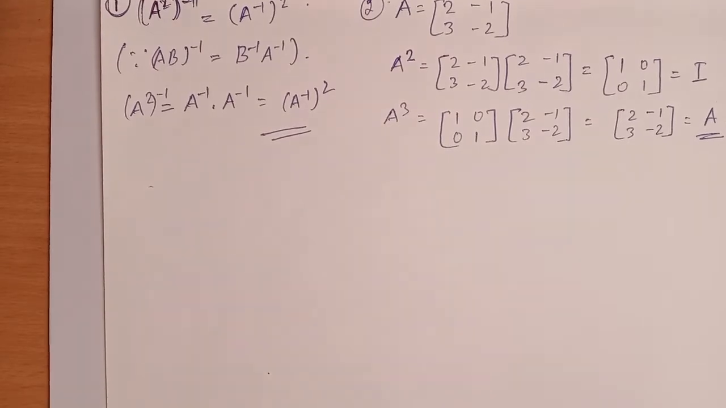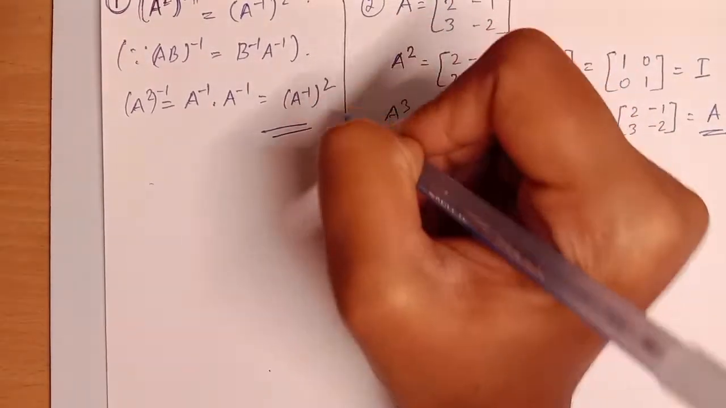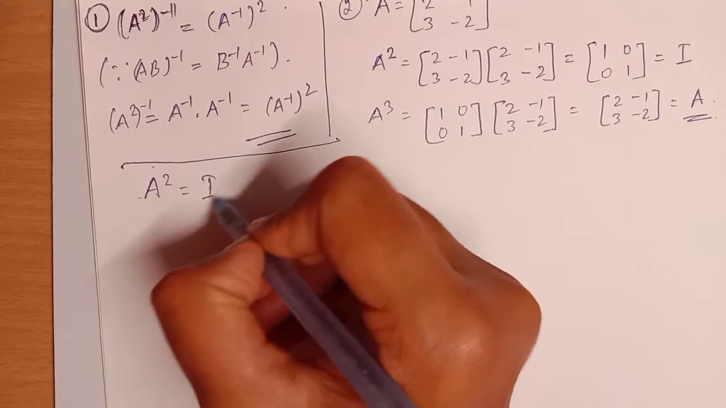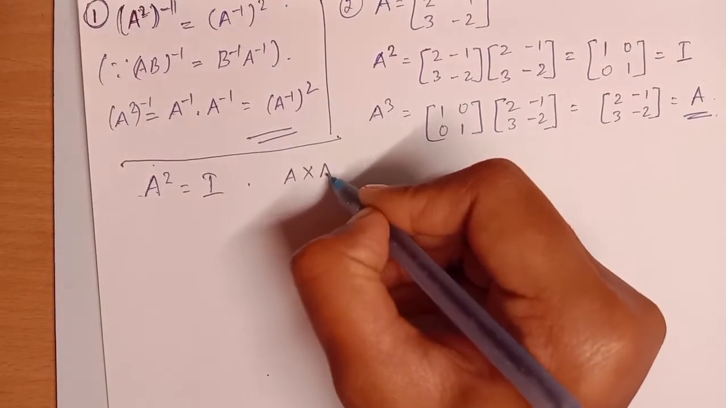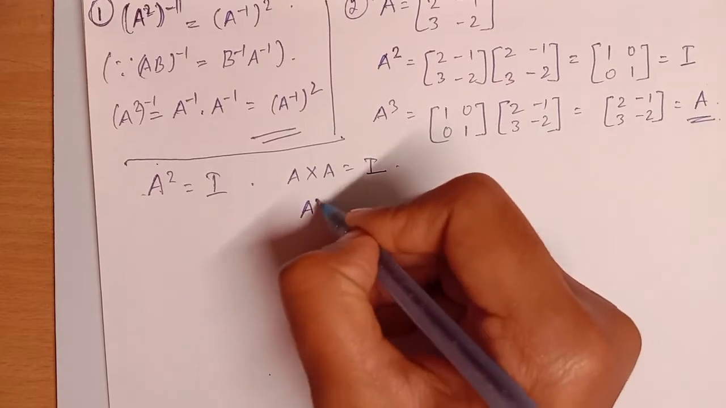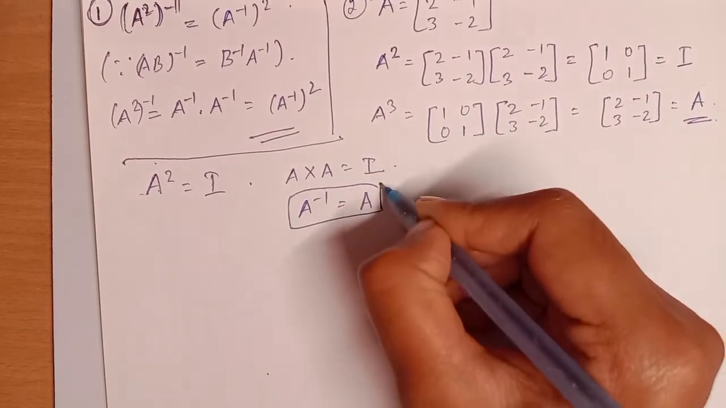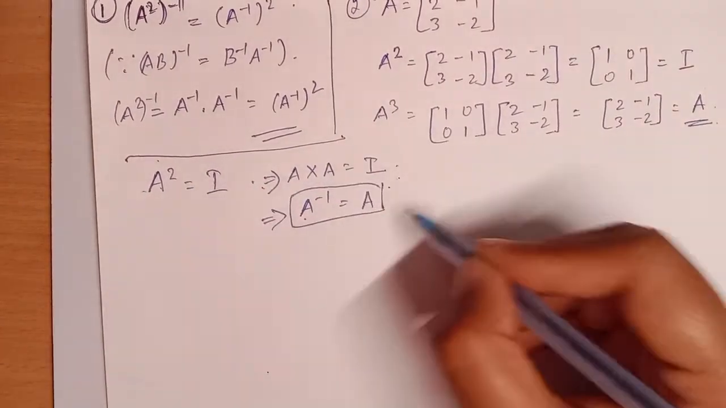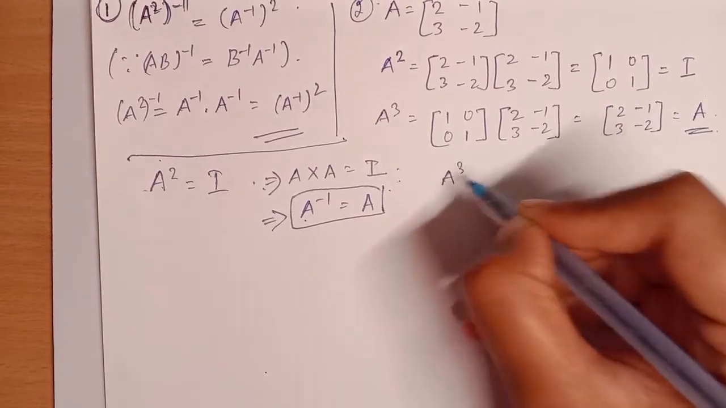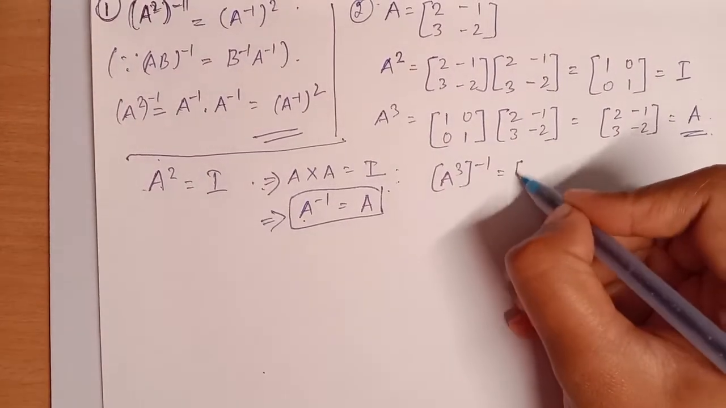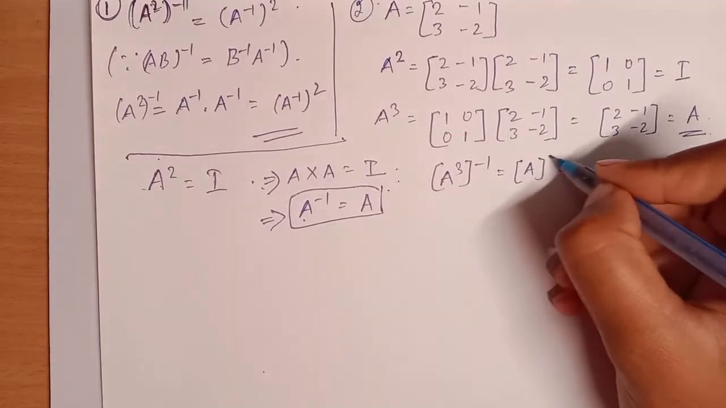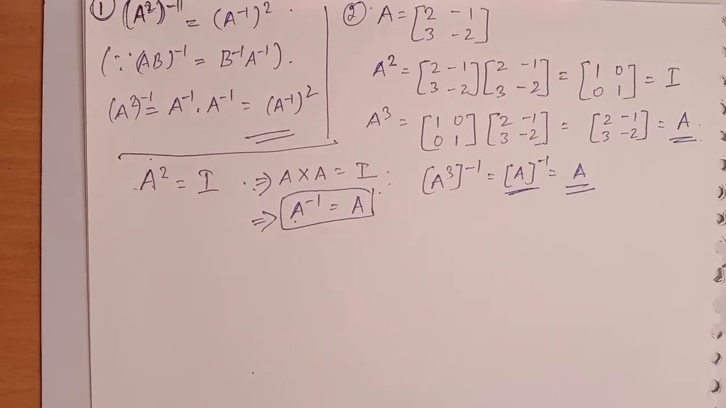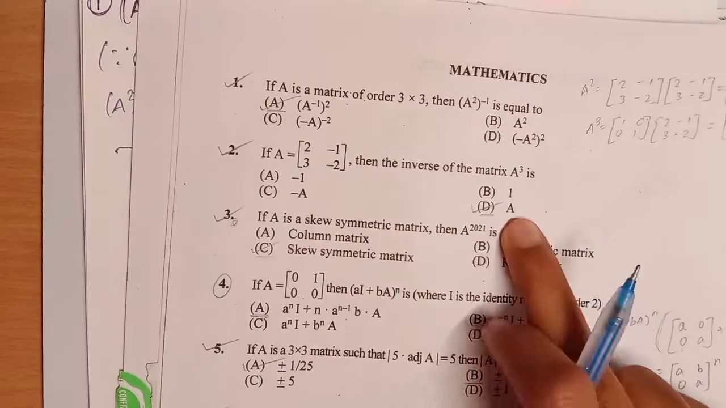So we have to find A inverse, right? And we know that A square is the identity matrix. So A into A is equal to I. So A inverse is equal to A. Since A square is equal to I, we get A inverse is equal to A. So that implies A cube inverse is equal to A inverse, which also becomes A. So the answer is A, option D.